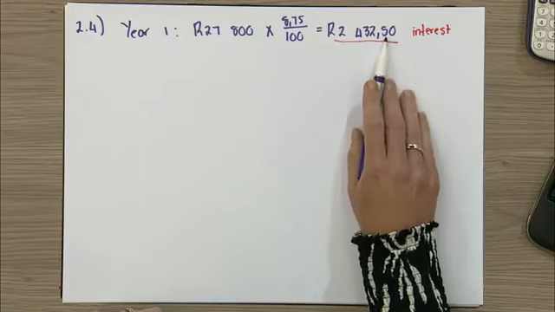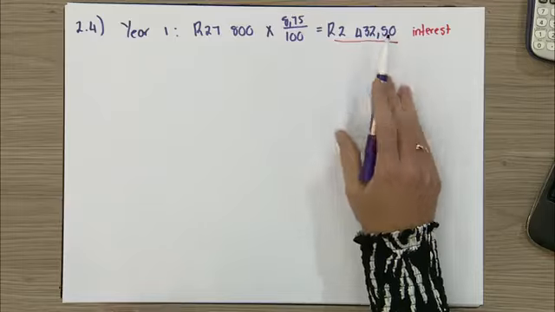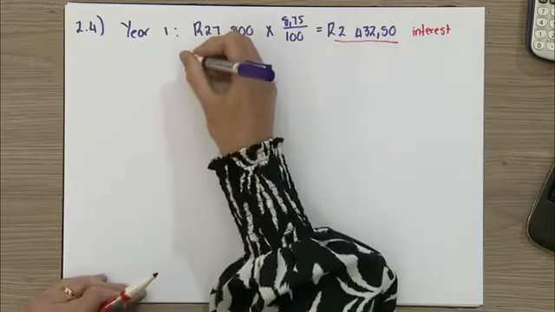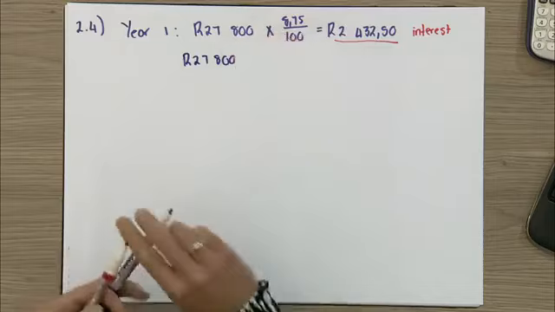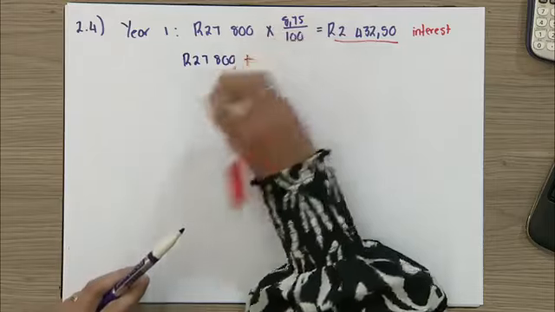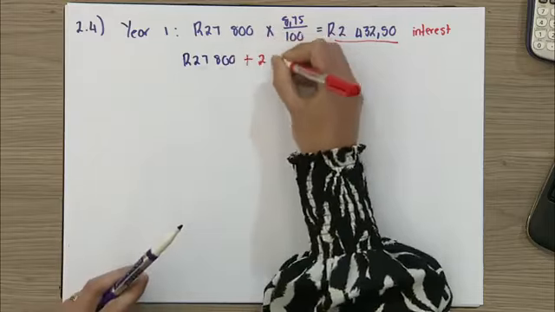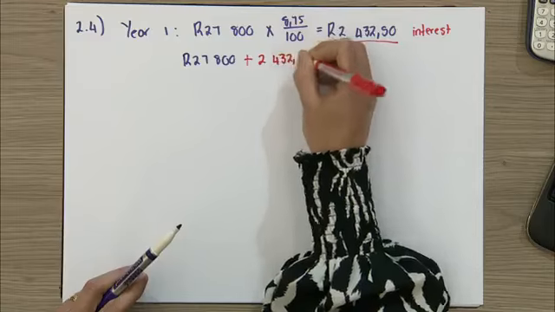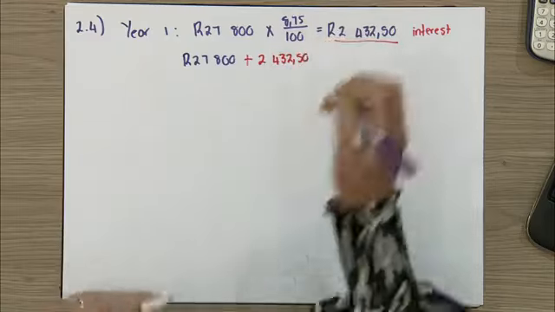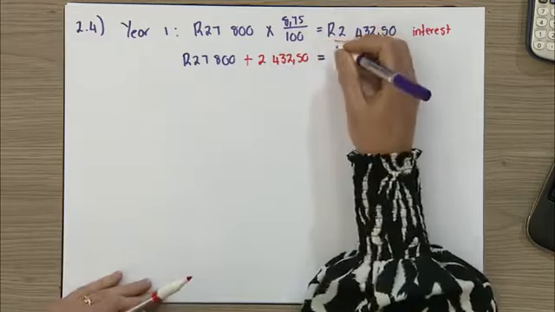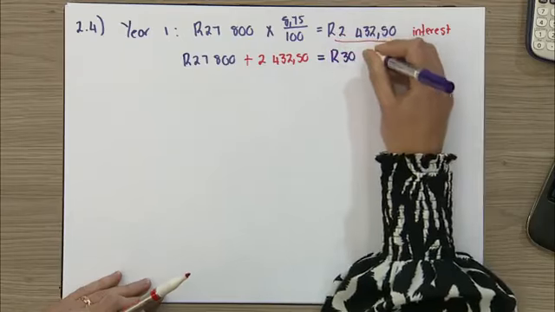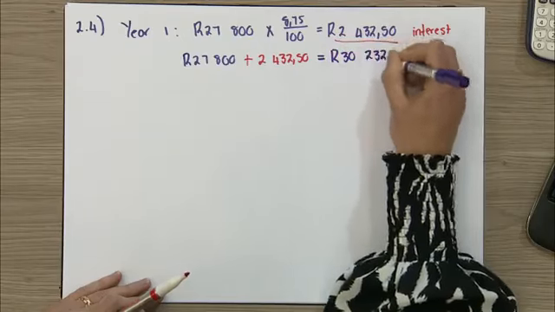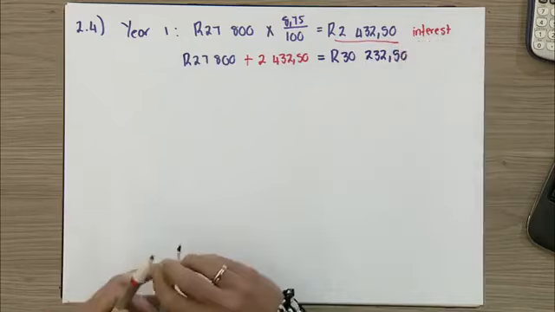This must be added to the money he already has. So he's got his 27,800 rand. Now we add the interest he earned of 2,432 rand and 50 cents, which means at the end of the first year, he now has 30,232 rand and 50 cents in his investment.